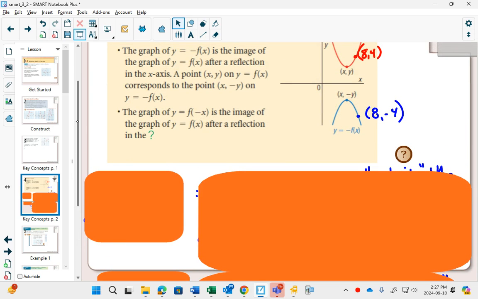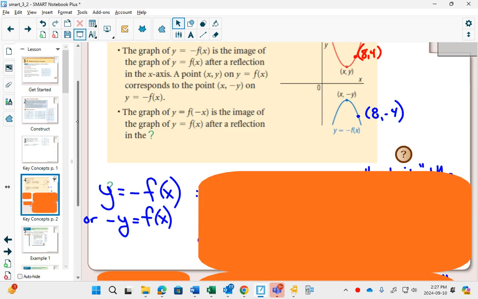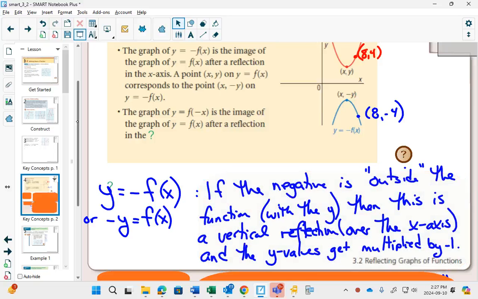Here's half of it. First of all, we're going to look at if the negative is outside the function, which means it's either outside the function or the negative is with the y. Then it is a vertical reflection. You're going to reflect over the x-axis. Algebraically, this means that your y values, just like that point there, notice the y value of 4, it got multiplied by a -1.